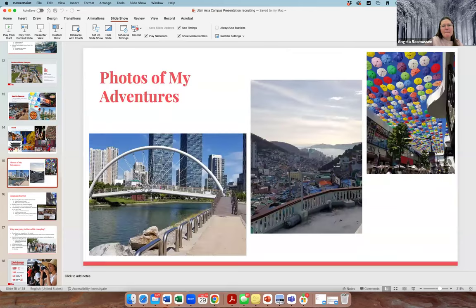And so this slide just contains some photos of my adventures. The middle one's in Busan, which is that same city that John was in with the fish market. This is a different view of the city. One on the right is up Triple Street.